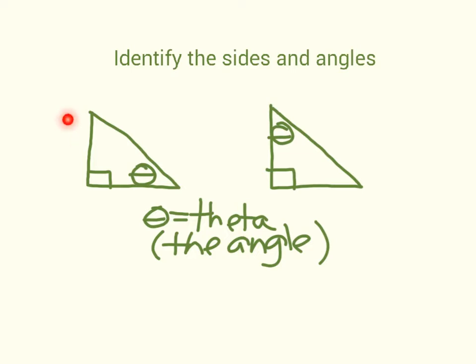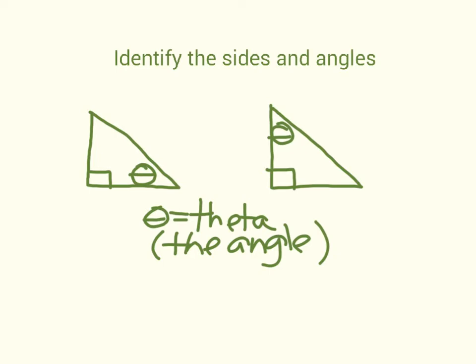We have our triangle here on the left, where theta, which is the circle with the line through it, means the angle. Okay, so this is the Greek symbol for theta, and theta means angle. Or we could have theta here in the top of the triangle. Now these sides are going to be related to wherever the angle is. So you have to watch where your angle is.